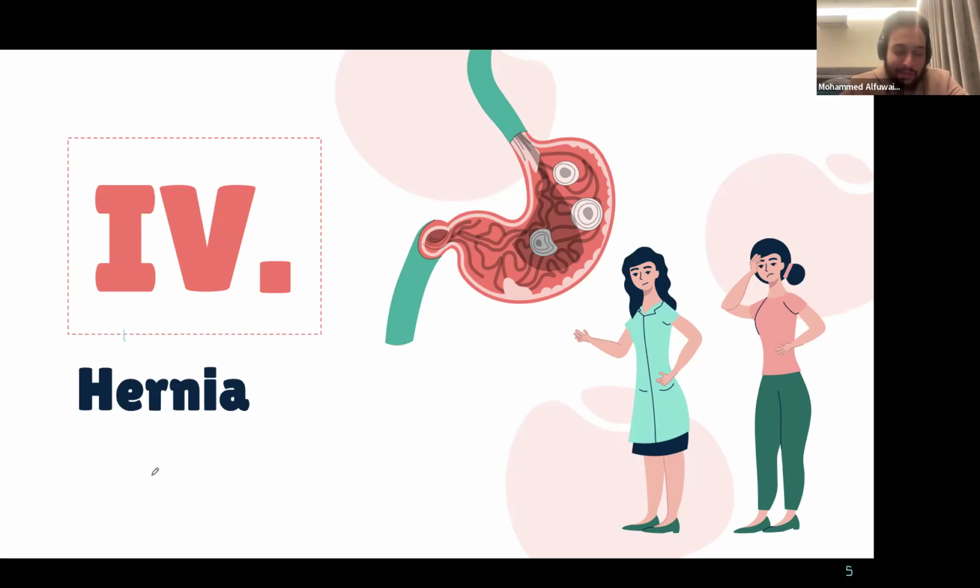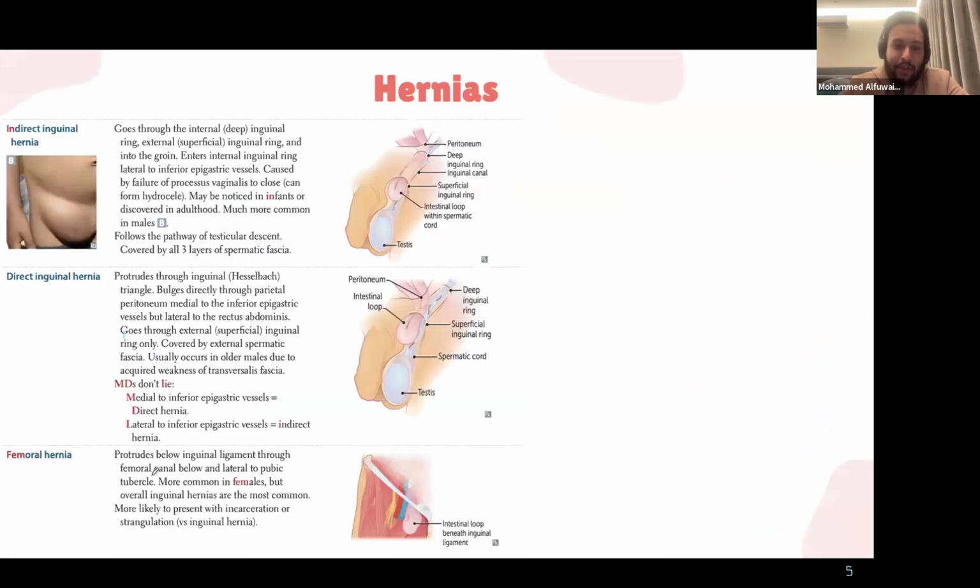Anyways, hernias. A hernia is an outpouching of basically peritoneum plus associated viscera or organs or bowel through a defect, usually in the abdominal wall. Okay, that's how we define hernias. There are many types of hernias, okay? But I want you guys to master these 3.